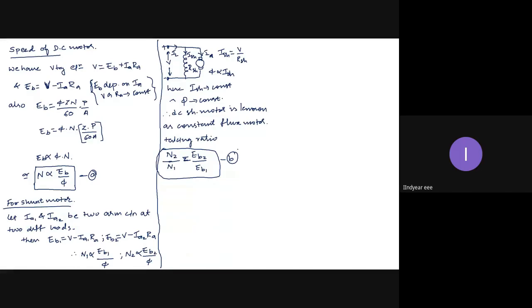Okay. Now, if load is varied, then I get different speeds. What if load is not varied?